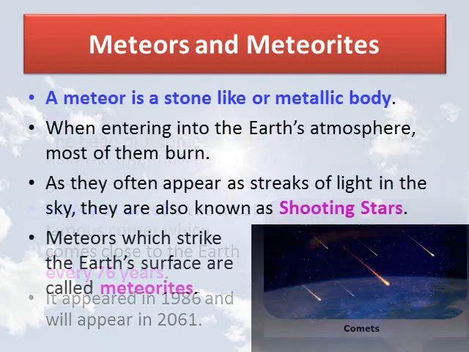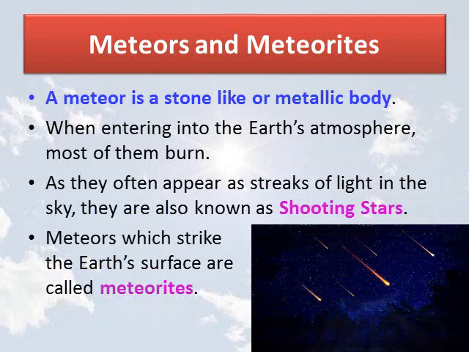Now let us learn about meteors and meteorites. A meteor is a stone-like or a metallic body. When entering into the Earth's atmosphere, most of them burn off. As they often appear as streaks of light in the sky, they are also known as shooting stars.